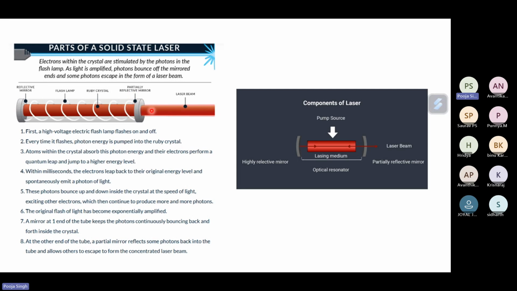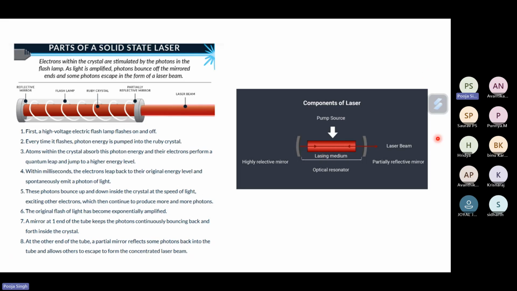So it will be a partial transmitted also. Some of the light will get transmitted back into the tube and allow others to escape to form the concentrated laser beam. Okay, so here the reflecting mirror is important to put in order to produce the pumping source of the continuous bounce back and forth rays of the light inside the crystal.